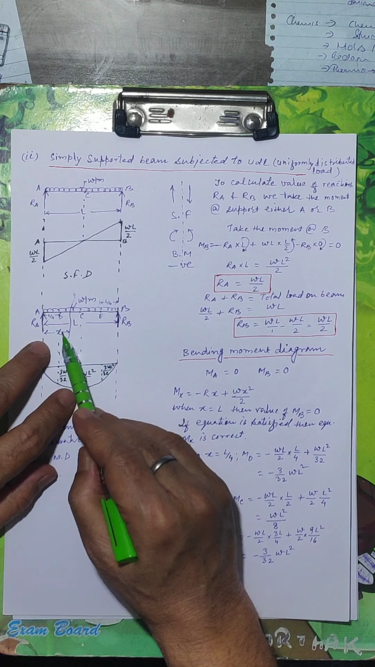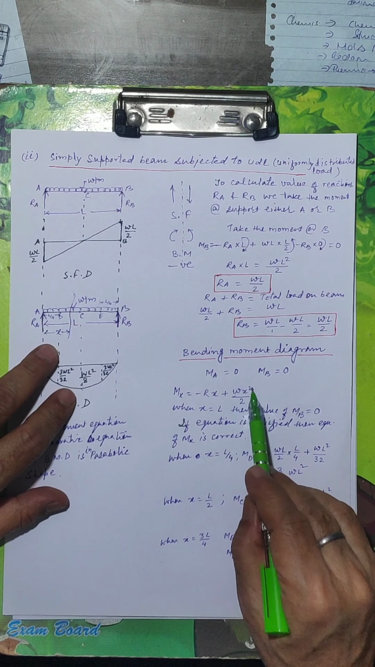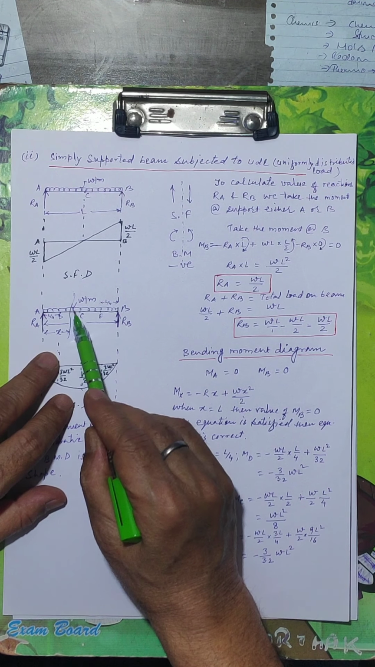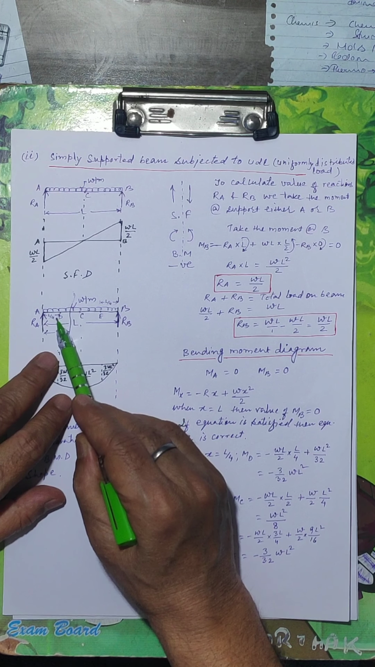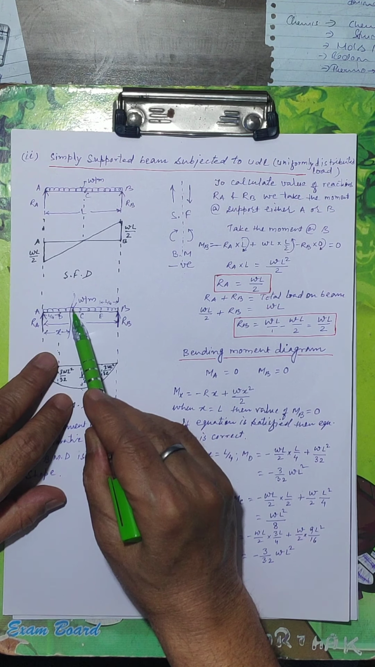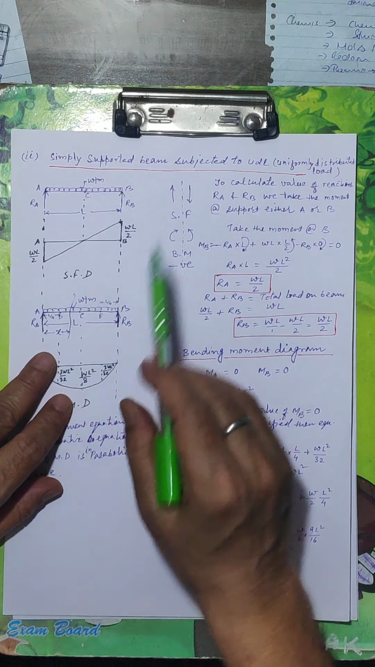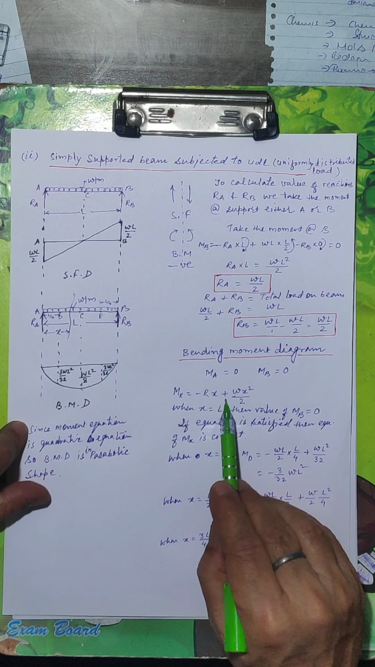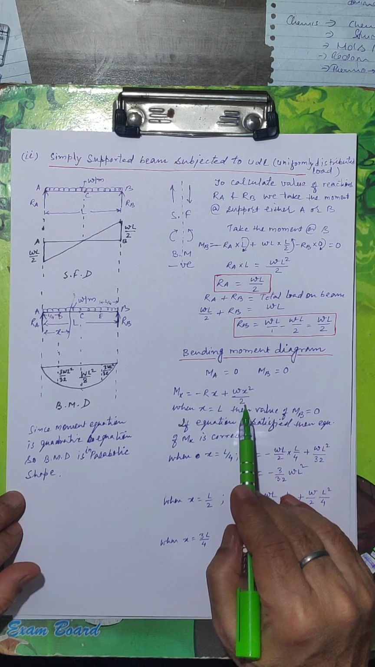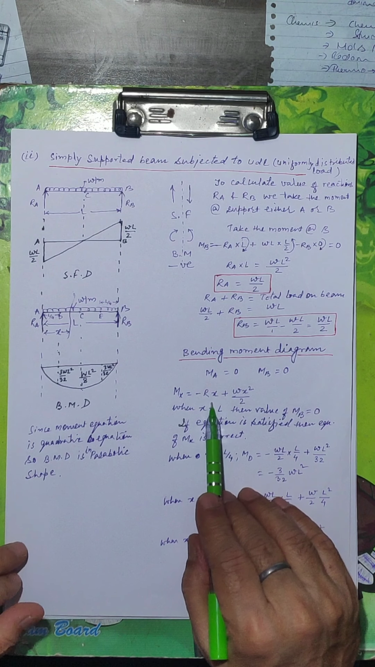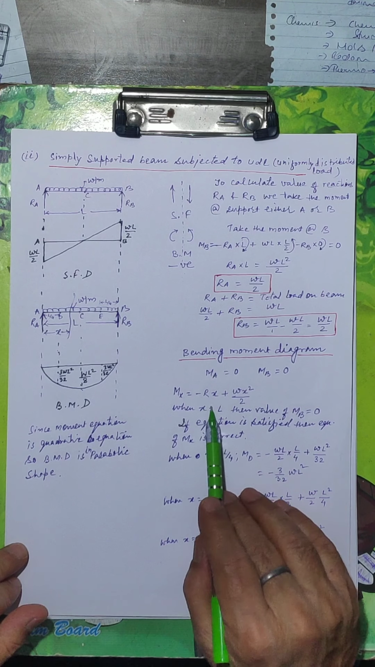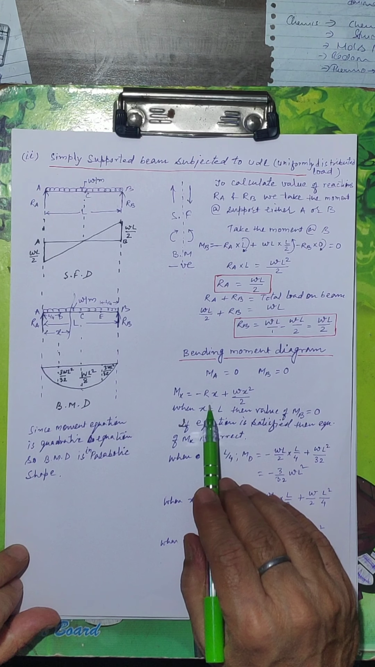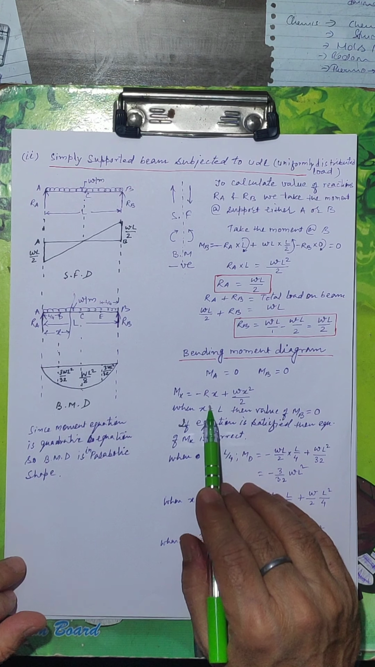तो टोटल लोड Wx into x/2, that means Wx²/2. Direction, because this is downward and we are taking section this, so it will be anti-clockwise, and left side of section anti-clockwise means positive, so we take it as a positive Wx²/2. This equation can be verified by you students yourself. How can it be verified?